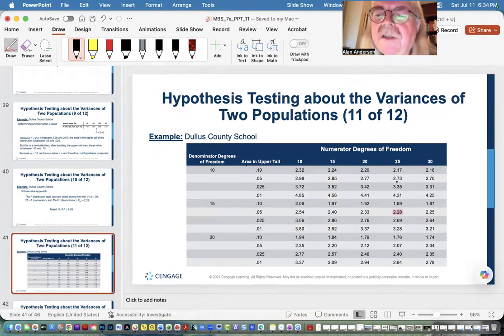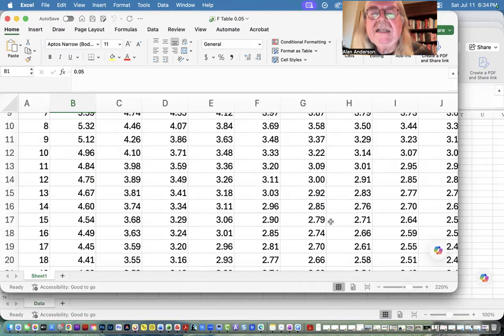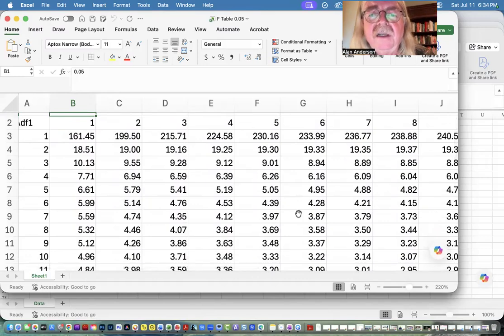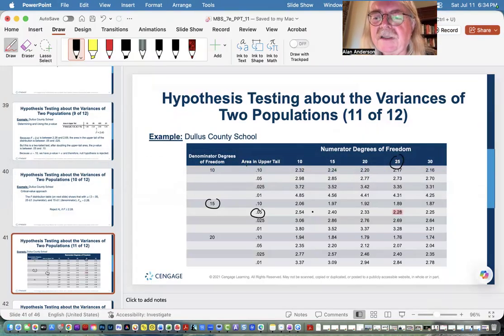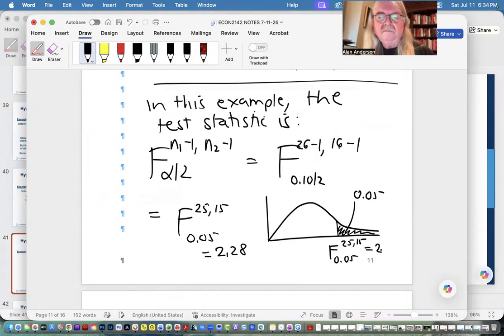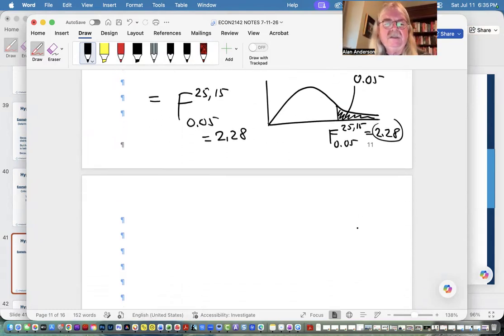So if you notice what they've done, they've got numerator 25, denominator 15, alpha is 0.05, and that's going to give us 2.28. You could have a table like this with all the different degrees of freedom, but then it gets big in a hurry. If you don't want to do that, you can do it like this, 2.28. All right, wonderful. That's our critical value.